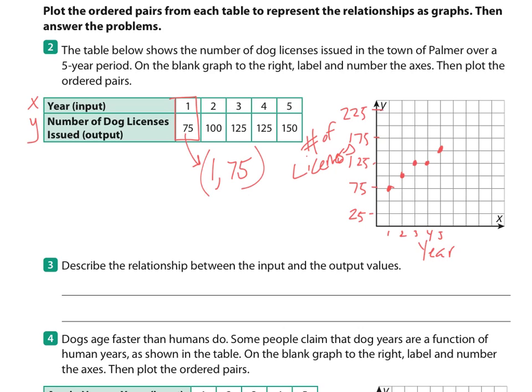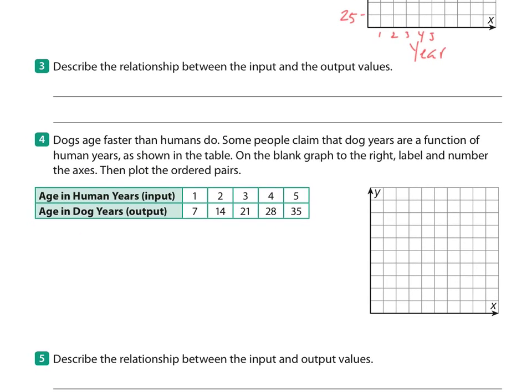Describe the relationship between the input and output values. Well, the relationship is, here are your 5 years, year 1, year 2, year 3, year 4, year 5. And each one of those years has a certain number of dog licenses that were issued. So I'll let you write that in as we move down here.